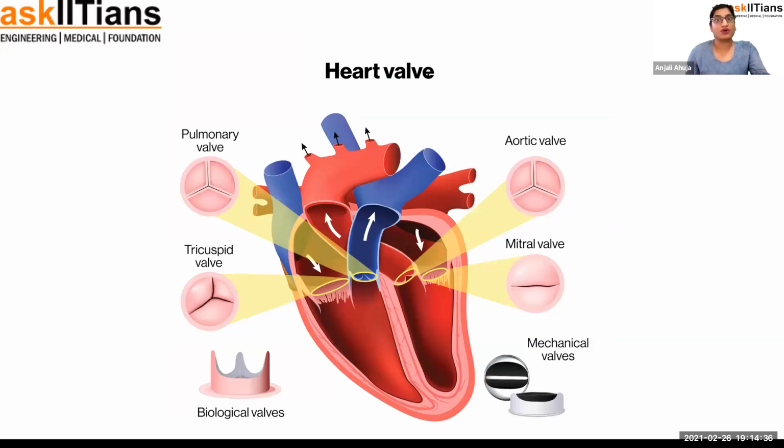I was talking about all the valves. So that is a picture showing the valves. This is a tricuspid valve. This is a bicuspid valve. Mitral valve is another name of the bicuspid valve. I did not tell you, I thought you might get confused, but that's another name of the bicuspid valve.